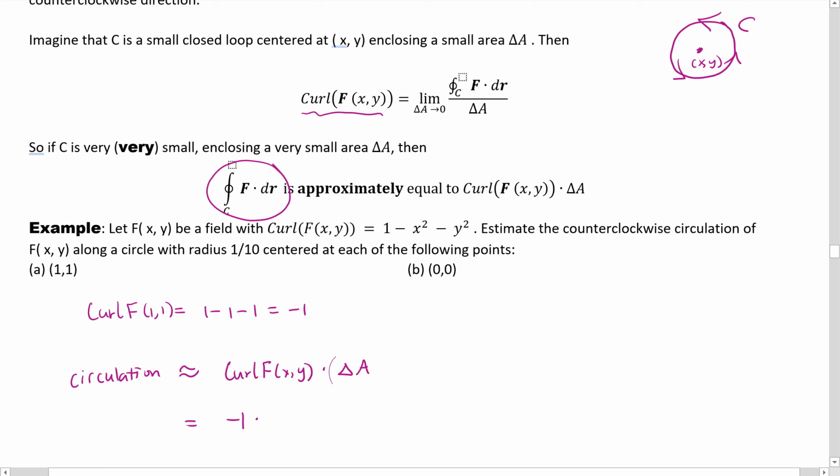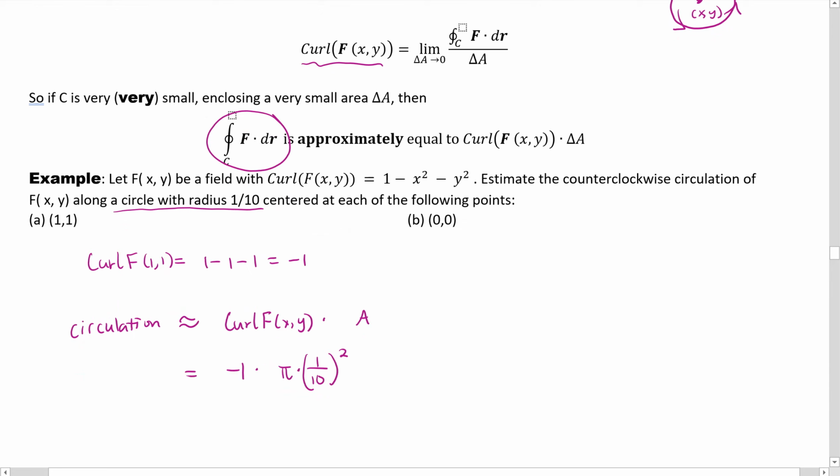And what is that area? Well, that is a circle with radius 1/10, so pi r squared, but r is 1/10 squared. So our answer is minus pi over 100. So this is the counterclockwise circulation near that point.